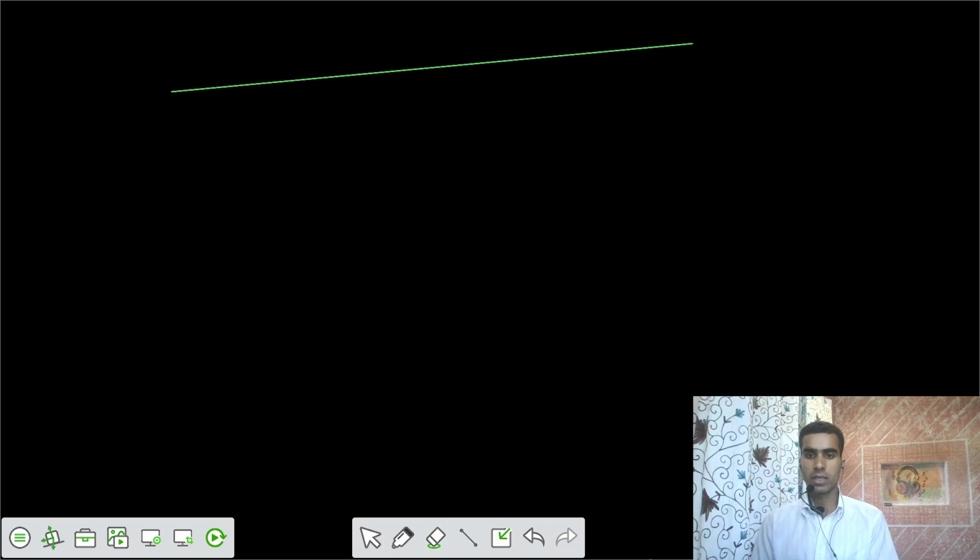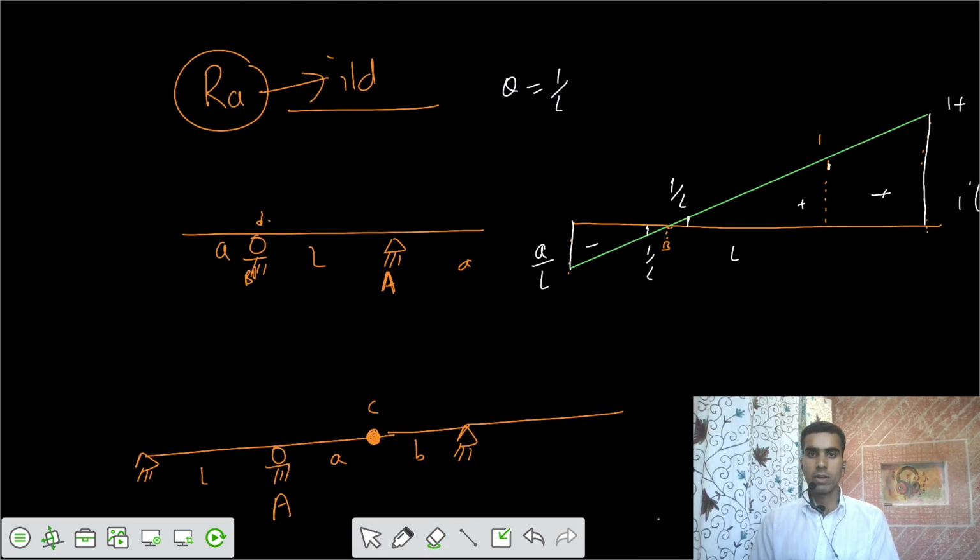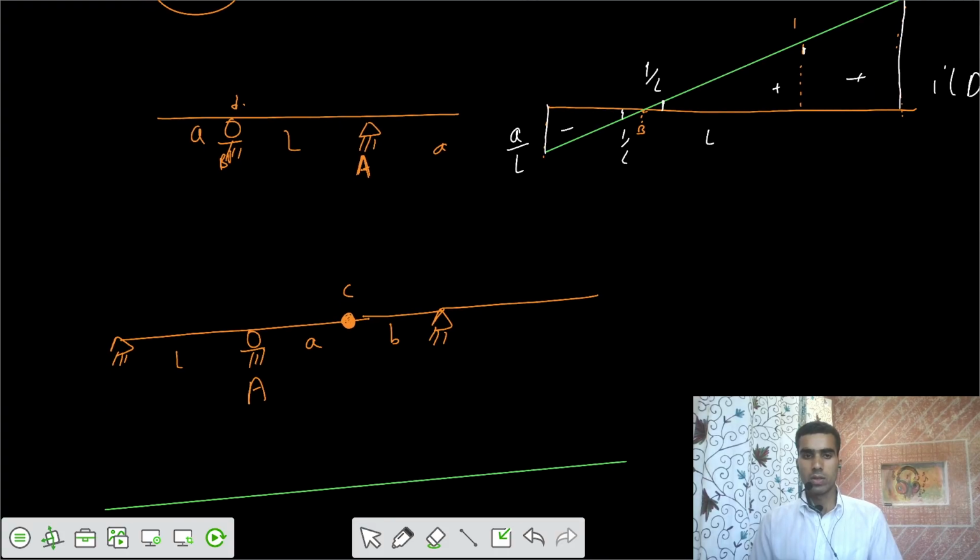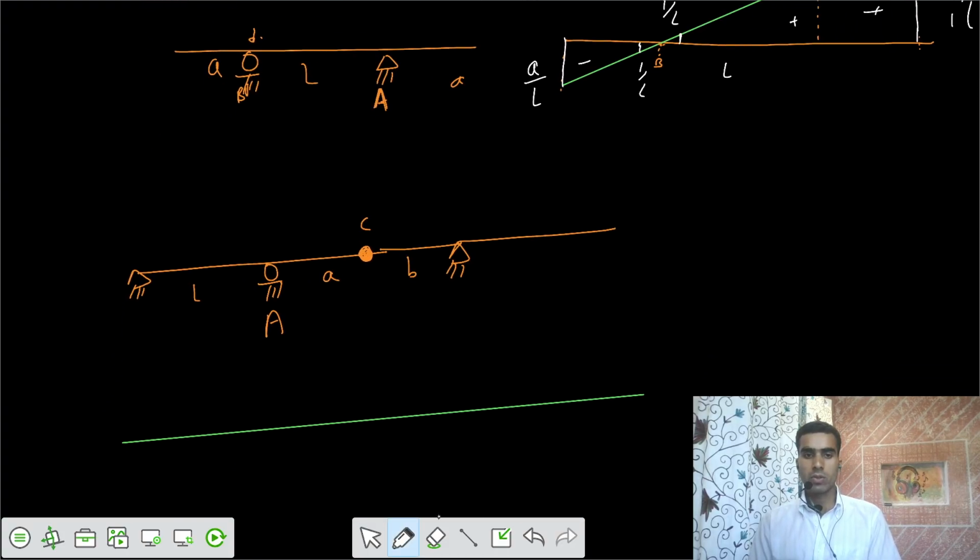We need to get the reaction at A. So for the reaction at A, what you have to do is remove the restraint offered by that point A. And once you remove that restraint offered by point A, it would be in this fashion. Let's say this one.